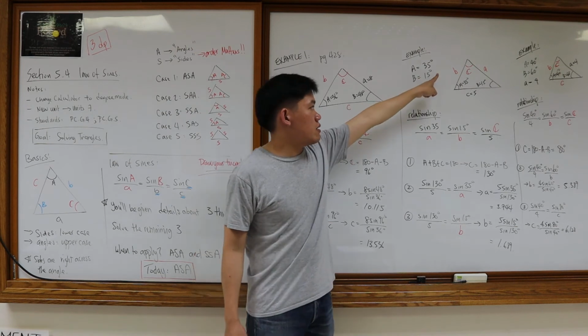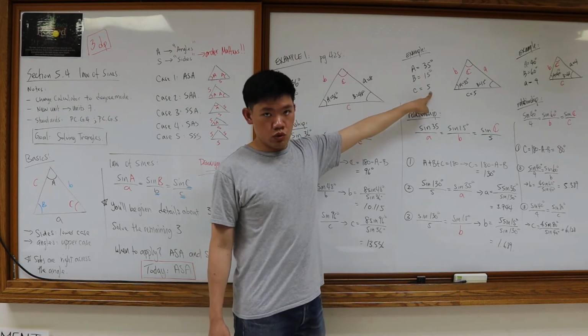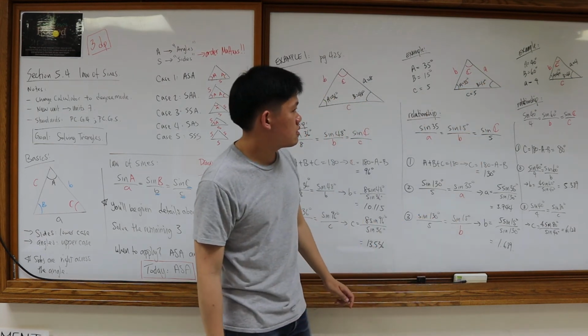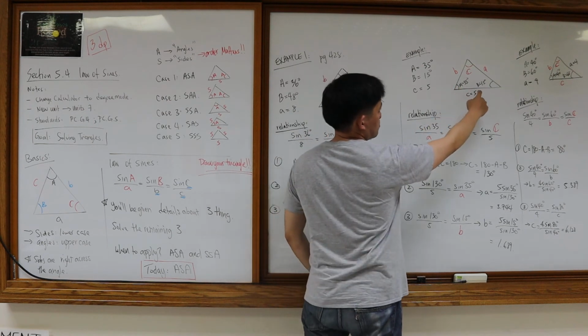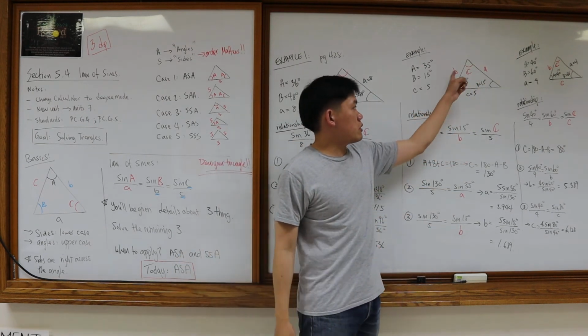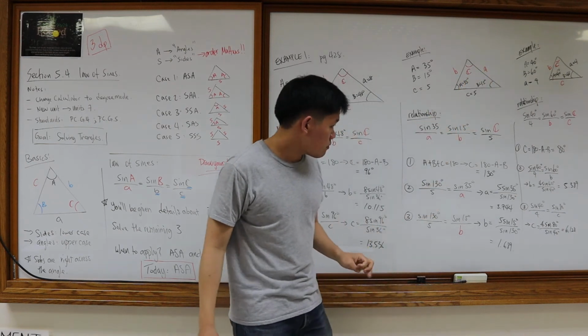Angle B is 15 degrees, again, given. And side C is equal to 5. So you're drawing a triangle, first step. Make sure it's set up right. So remember, angle, side, angle. So this is an ASA question. So what we don't know is side B, side A, and angle C.